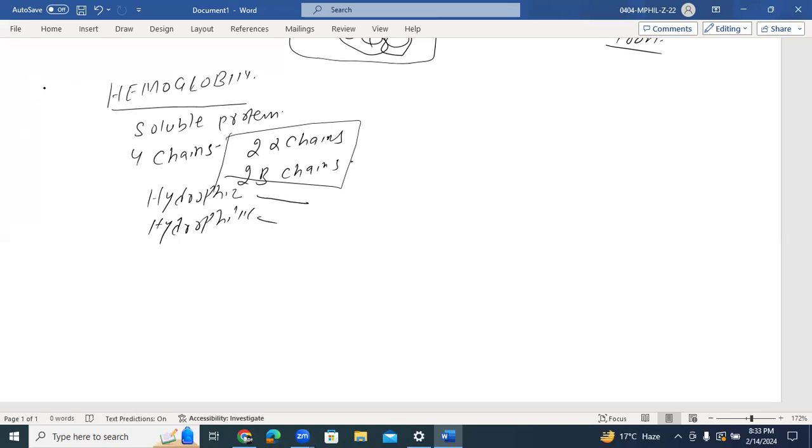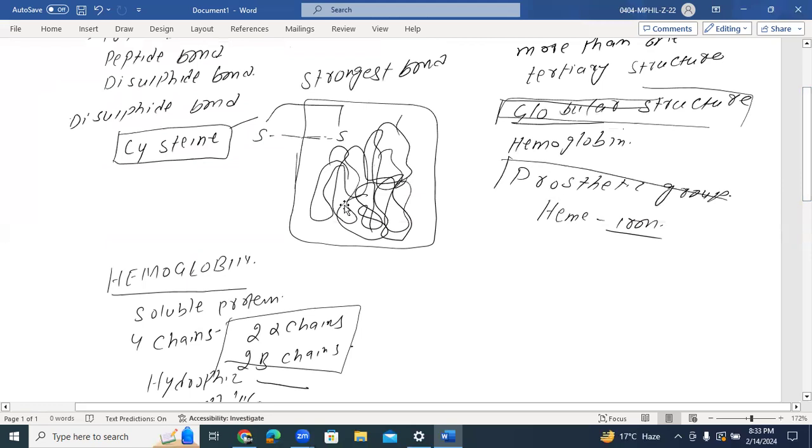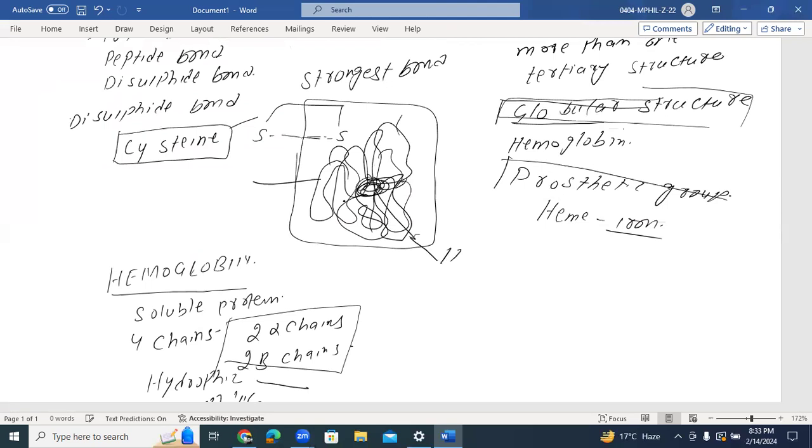Okay. So we can categorize this structure like here. If this is a structure, this outer side is hydrophilic, and the inner part is hydrophobic. This is hydrophobic, and this outer structure is hydrophilic. That's why it is soluble, because the outer side is very much exposed to water.